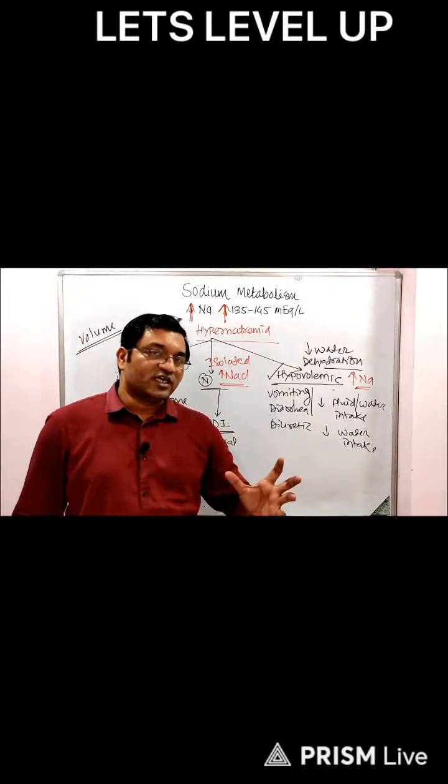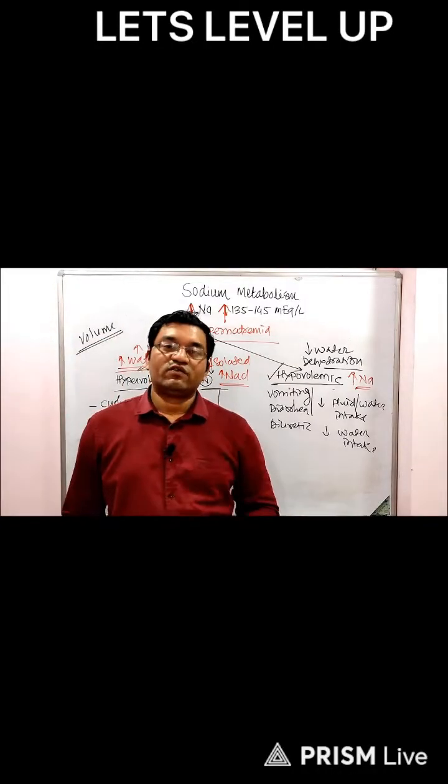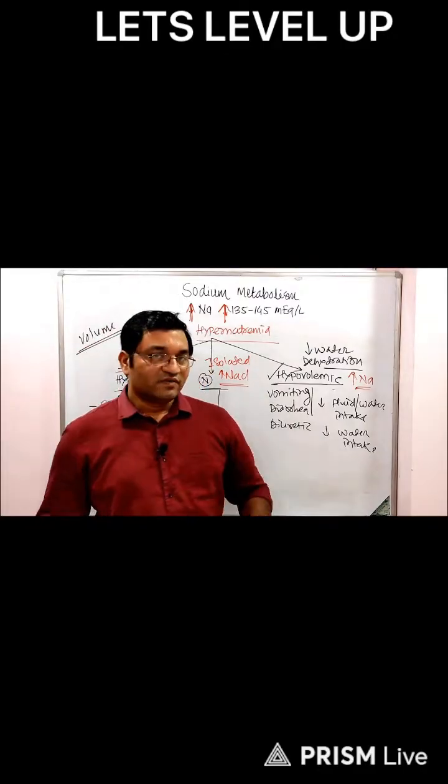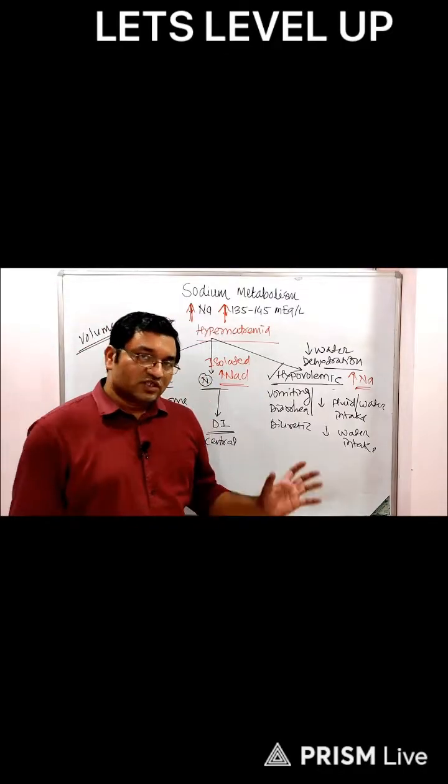So just remember the causes for hyponatremia and hypernatremia. Normal level is 135 to 145 milliequivalent per liter. Whenever there is decrease in the sodium, it is known as hyponatremia. Whenever there is increase in the sodium, it is known as hypernatremia. So this is all about the sodium metabolism.